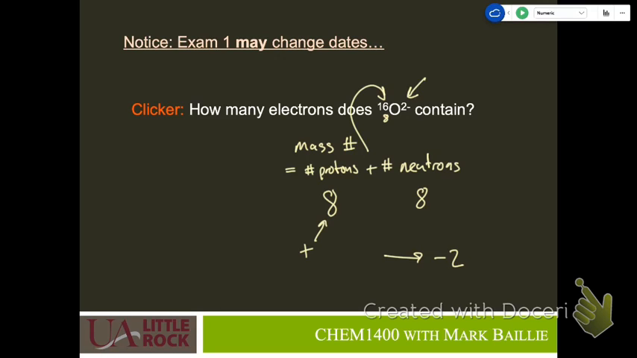Because we have 10 electrons, and we have 8 protons, that means that overall we have 2 more of the negatively charged particles than we do the positively charged ones. Okay, so it's all about the relative number of them.